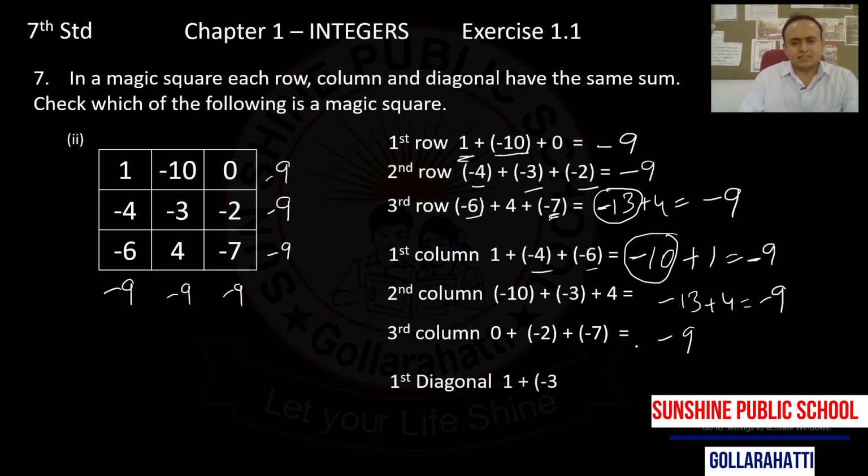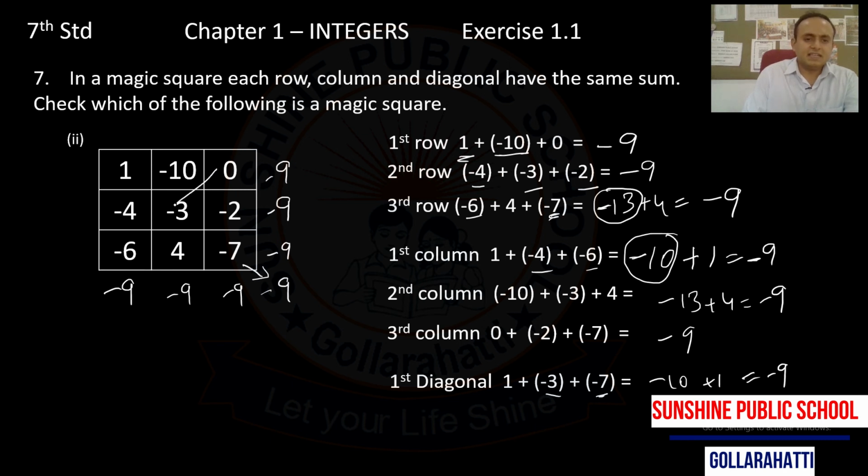And let us add the first diagonal. First diagonal is 1 plus minus 3 plus minus 7. First you add these two, minus 3 minus 7 gives minus 10, plus 1. So minus 10 plus 1 is equal to minus 9. So this is also minus 9. You got the first diagonal.